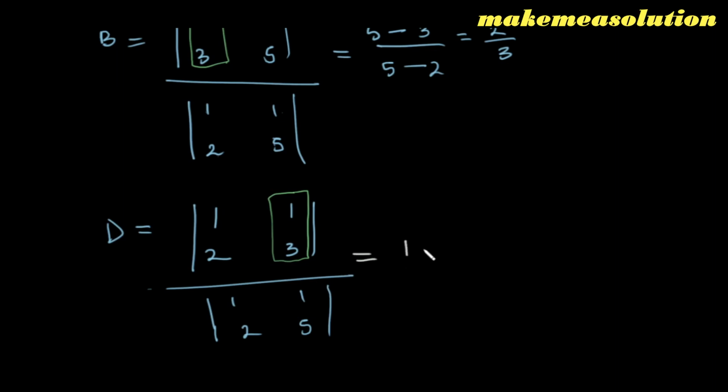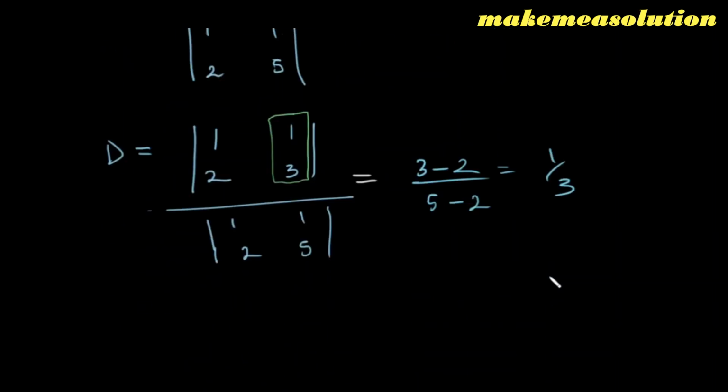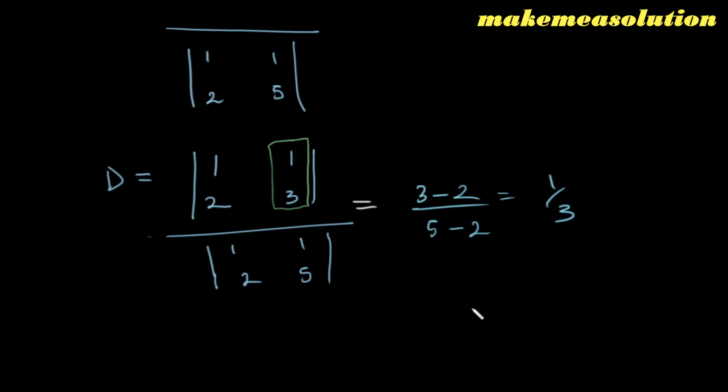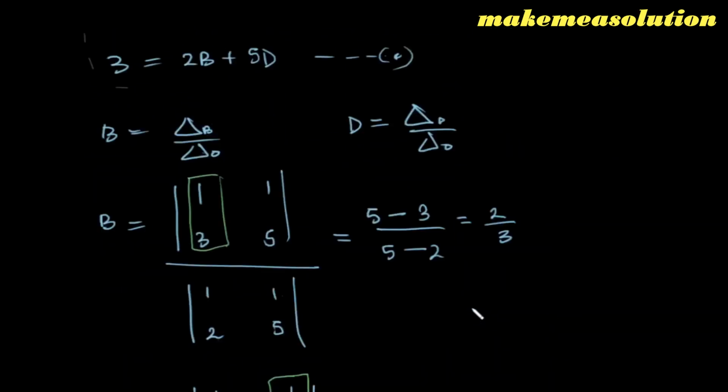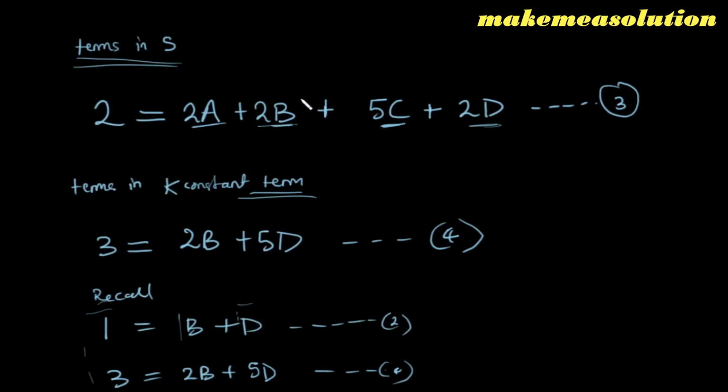So if you solve this, you get 3 minus 2 divided by 5 minus 2, which is 1 over 3. So our b is 2 over 3 and our d is 1 over 3. Is that okay? So we have gotten the values of b and d. We can now apply these values to get the values of a and c.